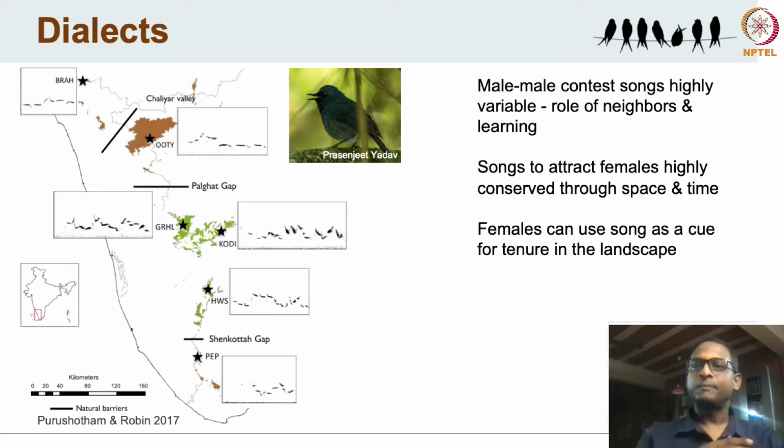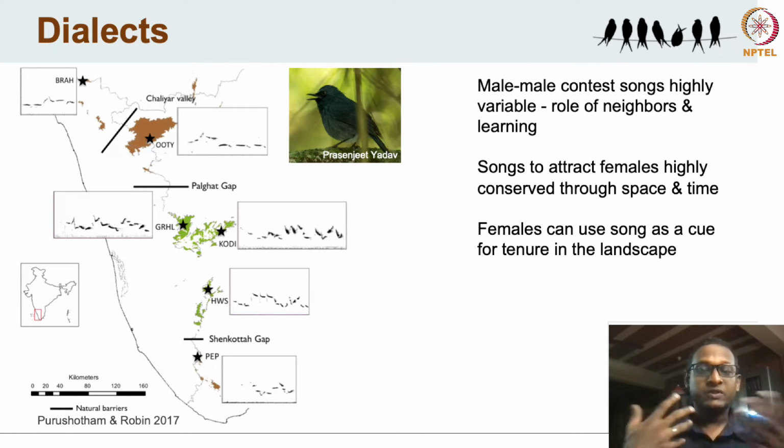How this forms is essentially from a lot of variability in bird song. Male-male contests encourage a lot of variability, and there is a role of neighbors and other birds for these birds to learn these songs. And sometimes the songs that are used to attract females are highly conserved through space and time. I know this sounds counter to what we have been discussing so far, which is to increase variability. But the idea is to be variable, but not so much that the female does not recognize the male from the same area. So in some species, birds that are very different are not actually recognized.